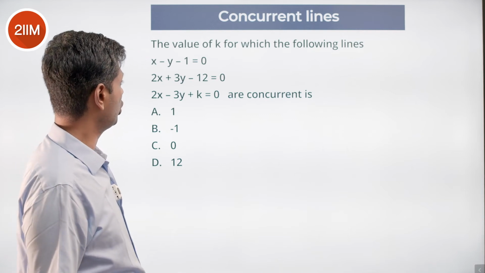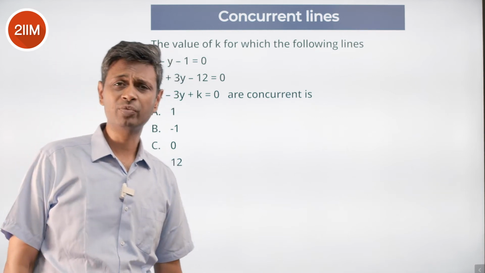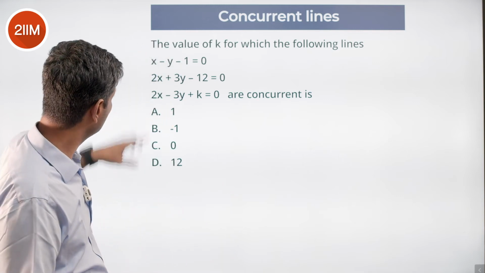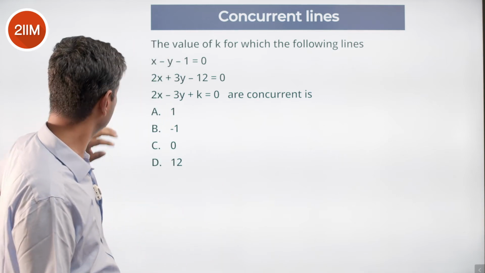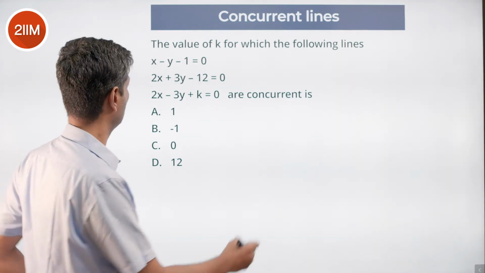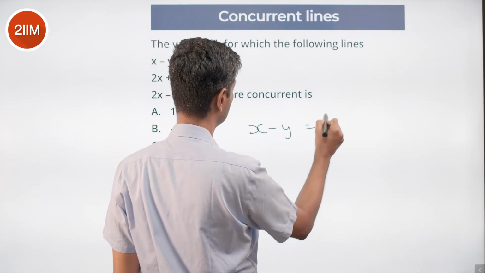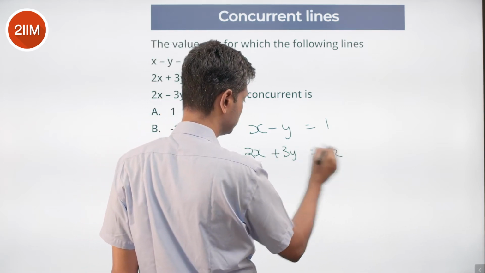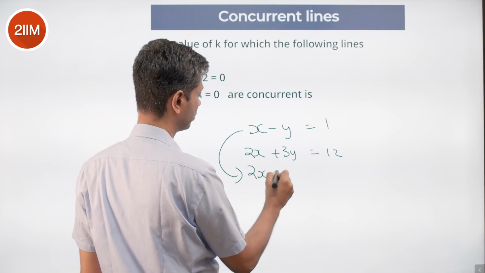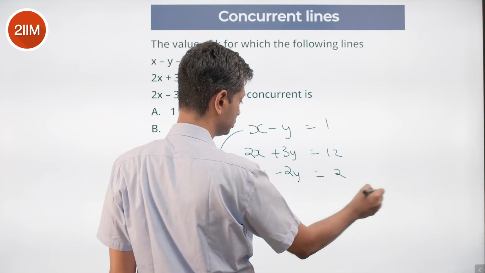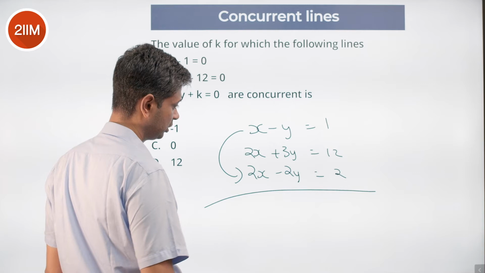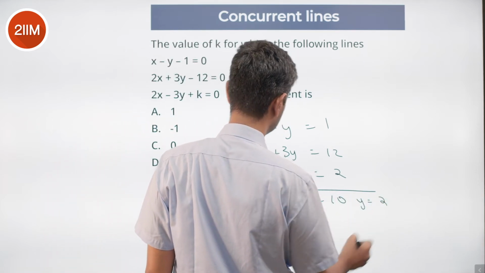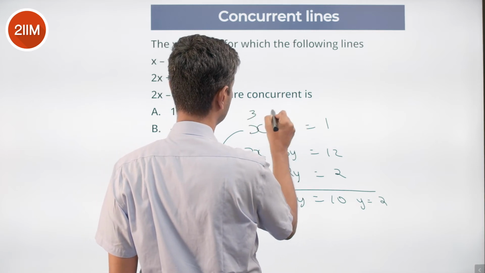The value of k for which the following lines are concurrent. Three lines go through the same point. What is the value of k? There's no k here, there's only k here. Solve these two. What do I know? X minus y is 1. You know 2x plus 3y equals 12. Multiply this by 2: 2x minus 2y equals 2. Subtract one from the other. 5y equals 10, means y is 2. This is 2. This is 3. X is 3, y is 2.